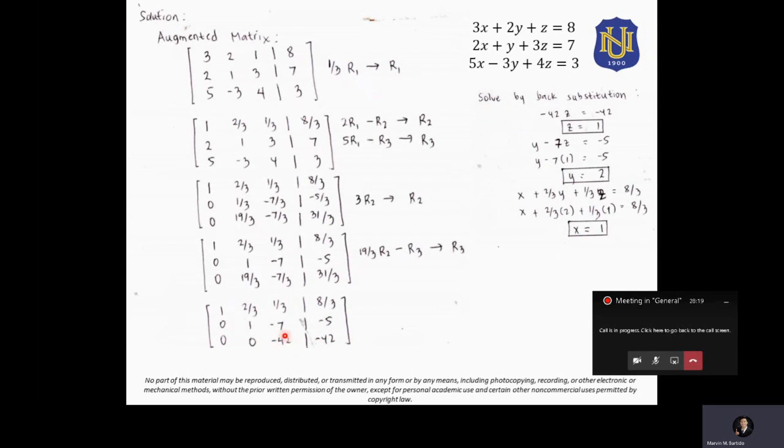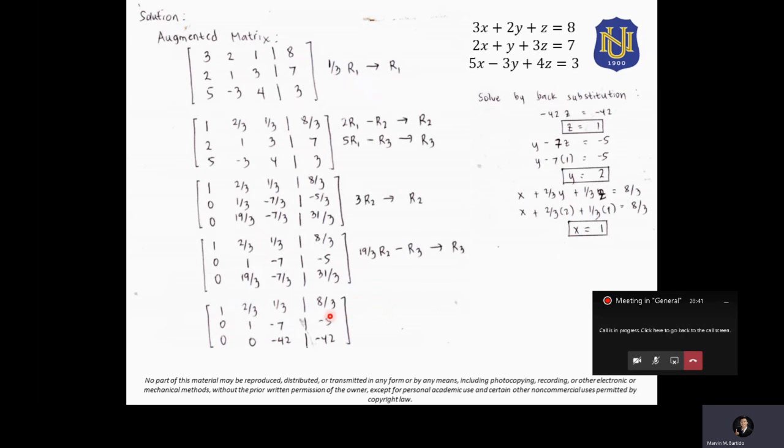Okay, so yung negative 42 natin, it's in the column na yung variable natin ay z. So that will be negative 42z is equal to our constant, which is negative 42. So this equation will be generated, negative 42z is equal to negative 42. And solving for z, it will give you 1.